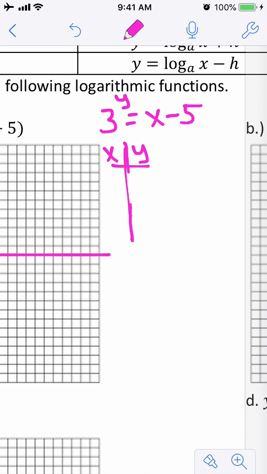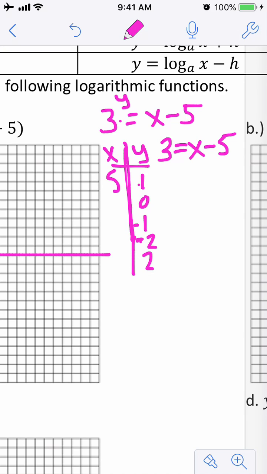We're again going to choose the y's because that's going to be a lot easier than trying to choose the x's and finding the exponents, right? It's hard to find exponents. So we're going to use the exponents. We're going to choose 1, 0, and negative 1. I'm even going to choose negative 2 and 2 as well because I want to really see what this looks like. So I plug in 1, I get 3 to the first equals x minus 5. Well, 3 to the first is just 3. So what minus 5 would be equal to 3? That would be 8.